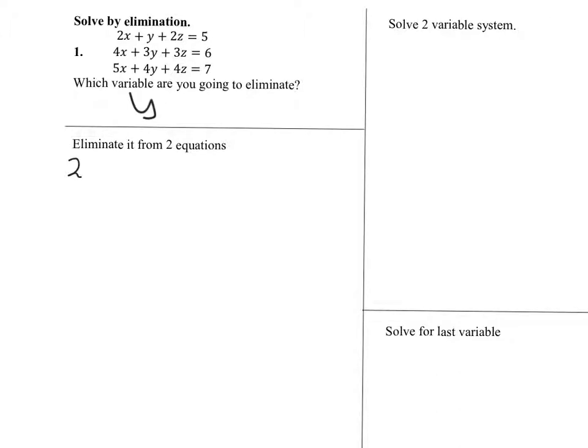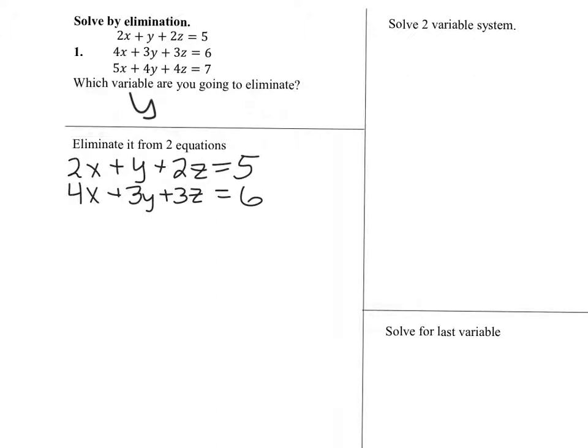So I've got 2x plus y plus 2z equals 5, and then I'll choose the second one. I'll choose 4x plus 3y plus 3z, and then equals 6. Okay, so like the headline says, it says eliminate it from two equations. So I've got my first one that I'm going to try to eliminate. I'm going to try to get rid of it from the first one. But notice here, we still have that issue, that it's not the same number.